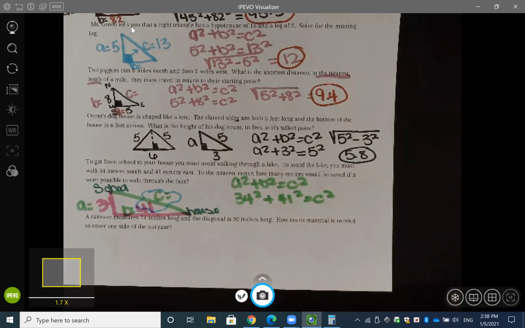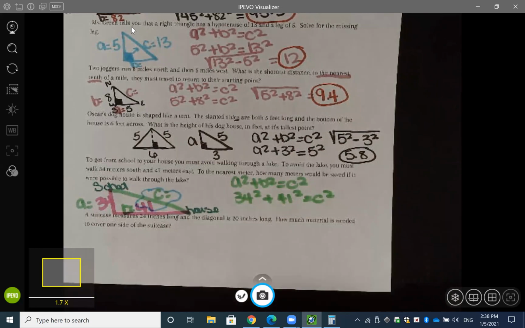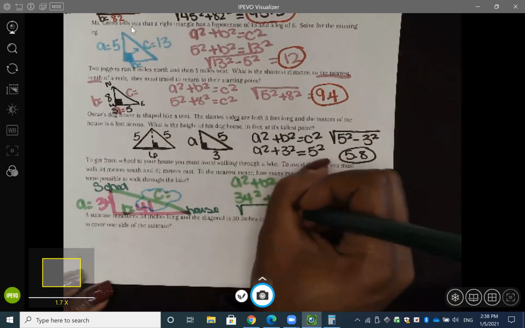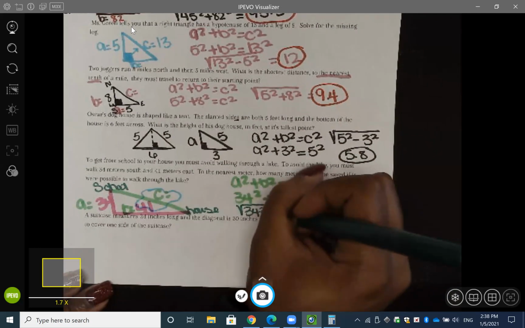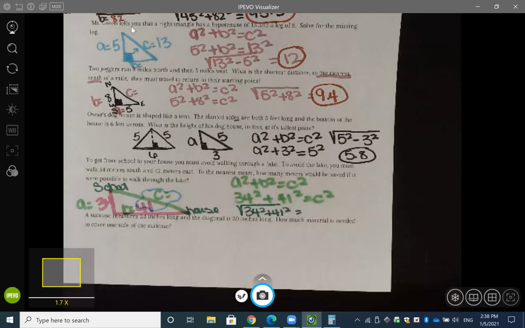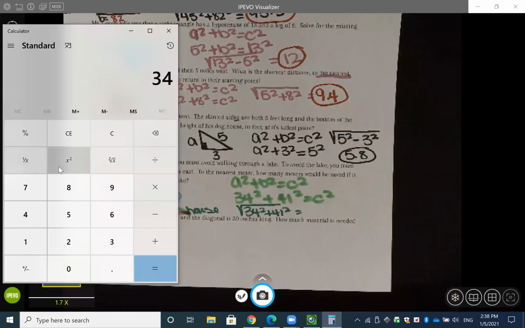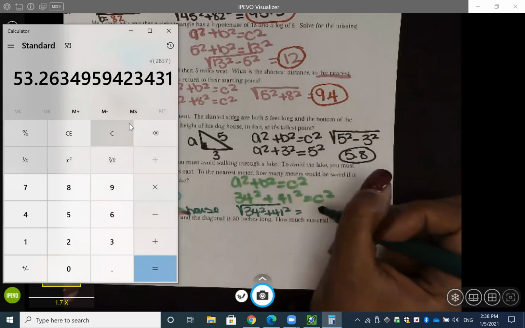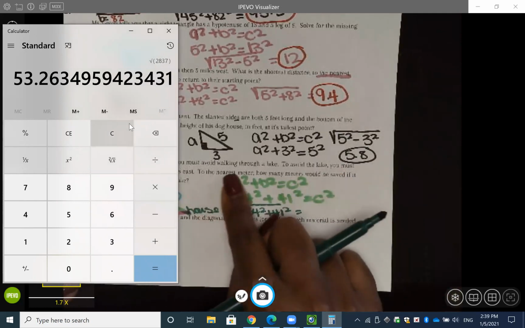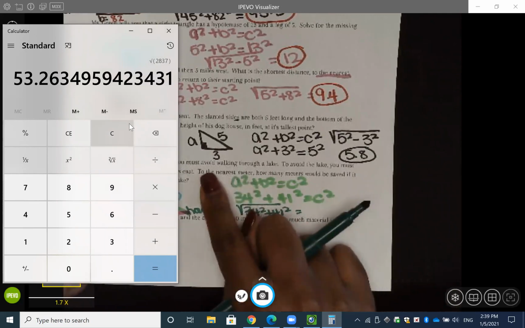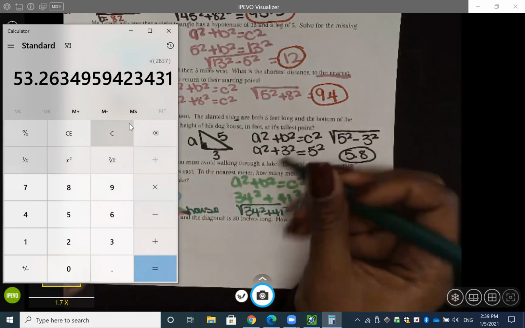And remember, when you are adding them, or they're on the same side of the equal sign, you can simply add them. So I'm going to do a square root of 34 squared plus 41 squared and see what I get. 34 squared plus 41 squared equals, and then take the square root of that, which is 53.3. Nope, it says to the nearest meter. So that's the nearest whole number, not the nearest tenth. So the nearest meter. So that's 53.